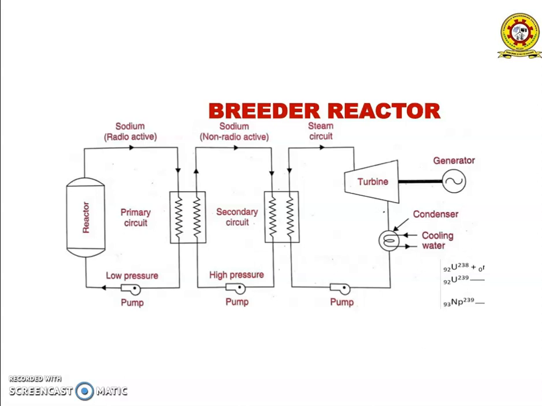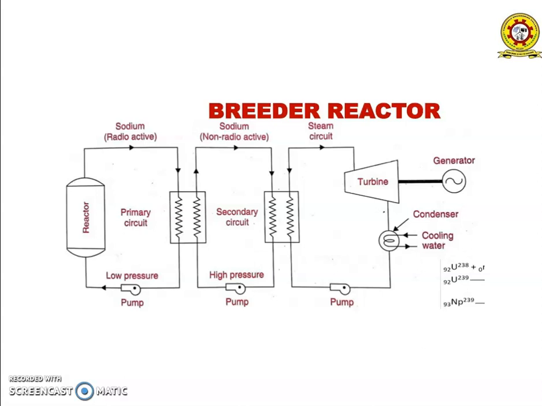15% of the fuel is a mix of oxides of plutonium and uranium. The core is small with high power density, and the chain reaction is sustained by fast moving neutrons. And the fertile material plus neutron is used for the fission reaction. The coolant used is liquid metal, that is sodium. Handling of the sodium is very difficult because it is a highly radioactive metal.